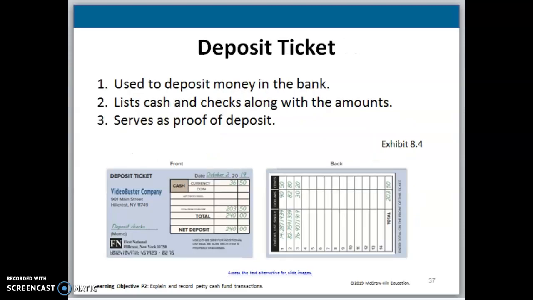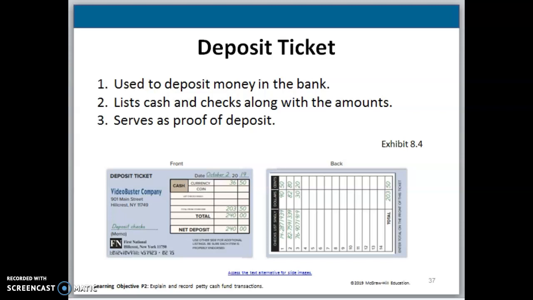This next slide shows you an example of what a deposit ticket looks like. Again, some banks may not use deposit tickets as much. I know credit unions don't have the standard deposit tickets. They usually just give you a receipt that shows that. But this is what a deposit ticket would look like.